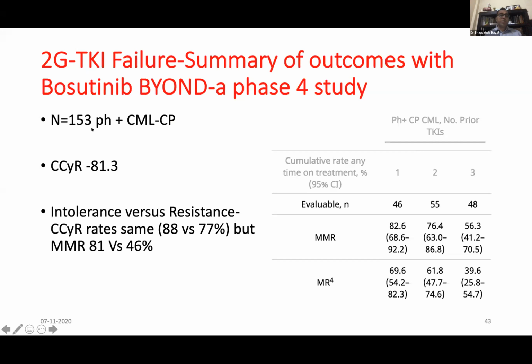This treated 153 CML-CP patients who had failed a second generation TKI, and in these patients 80% achieved complete cytogenetic response, looking at intolerance versus resistance. The complete cytogenetic response in these categories was the same, but MMR rates were higher in patients who were intolerant as compared to resistant. And you can see on the right side, the MMR rates range from 80% to 56% when you have failed after first, second, or third line of TKI, and MR rates also. But this is a bit assuring that you could try a second generation TKI if you don't have an option and you don't have guidance based on a TKD mutation analysis.